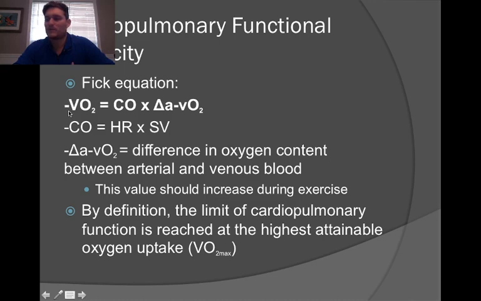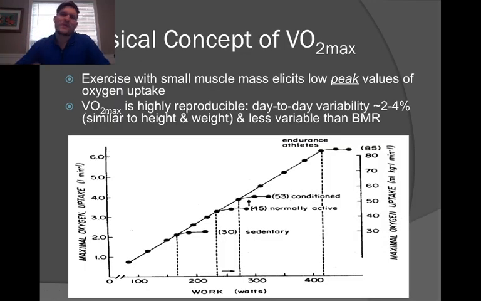So we should see an increase in that AVO2 difference, because as we recruit more skeletal muscle fibers, more motor units, and those motor units work harder, we utilize more oxygen. And so by definition, the limit of cardiopulmonary function is reached at the highest attainable oxygen uptake, otherwise known as our VO2 max. And our VO2 max is basically what we use for aerobic endurance. That's how we define how aerobically fit someone is, right?